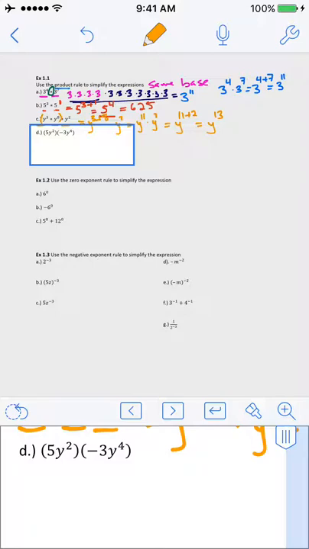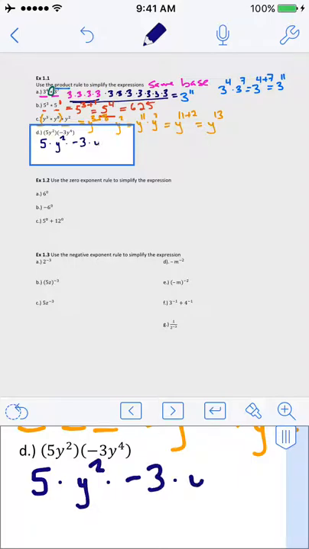Alright, last one for the product rule. We've got a couple things going on here. We've got 5y squared times minus 3y to the 4th. Notice again, everything's being multiplied. So I'm going to rewrite this just a little bit, where I split up each guy, so I can double check that, in fact, yes, everything is still being multiplied. I'll even put parentheses around this guy so it shows that.